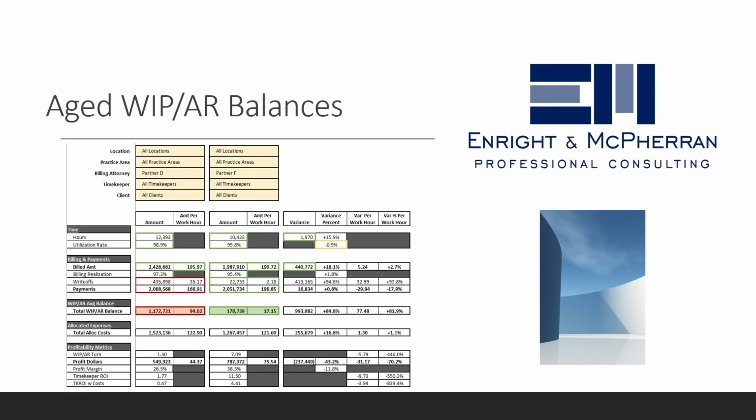Partner D's WIP AR average balance is significantly higher than that of Partner F. This could be based on case mix, but given the fact that both are corporate billing attorneys as well as the write-off, it is more likely a symptom of Partner D's slow billing and collections.